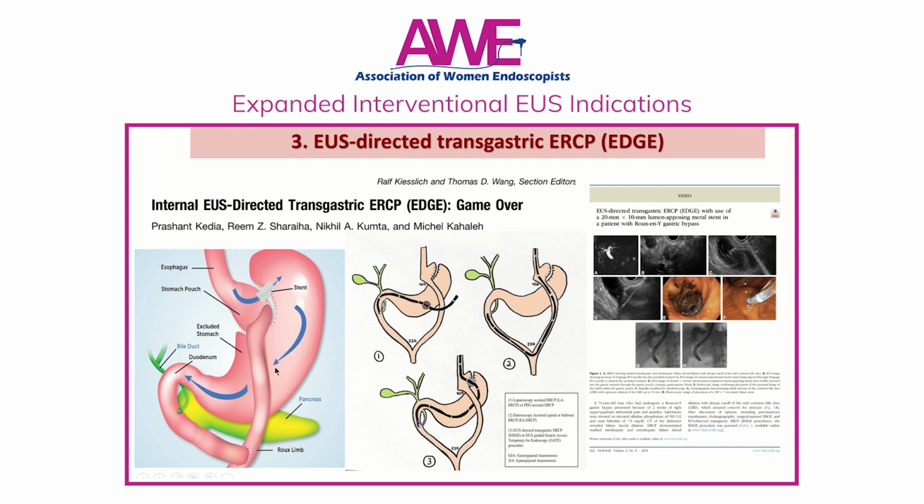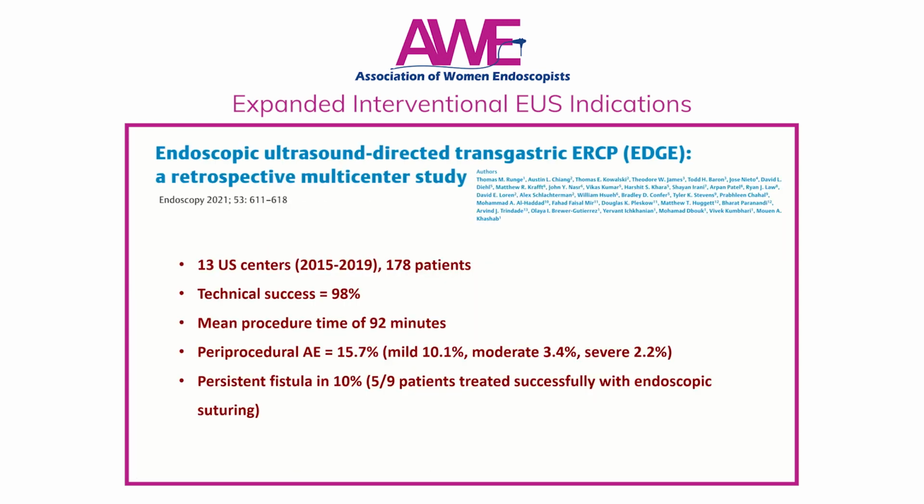across the new tract. As you can see on this cartoon here, the gastric anastomosis is being created using hot Axios, and then a duodenoscope can be placed and traversed across the new tract, which is a normal track that we would do for ERCP, and the ampulla can be accessed in a normal fashion. The outcomes of this procedure have been reported in a multicenter retrospective study, including 13 US centers.